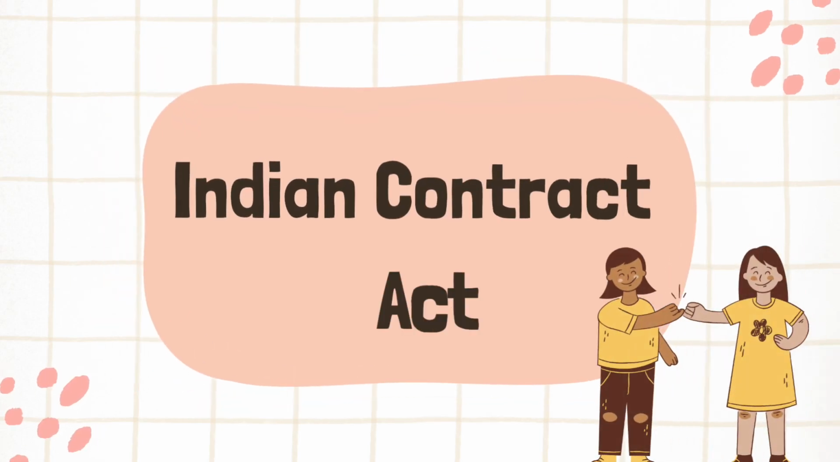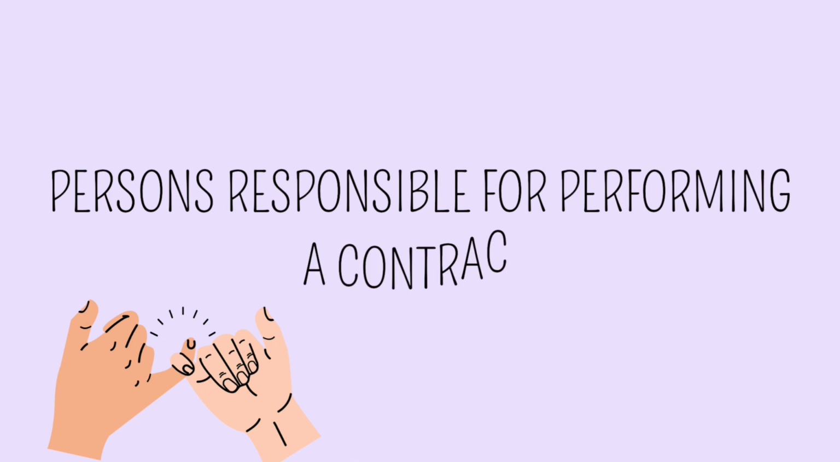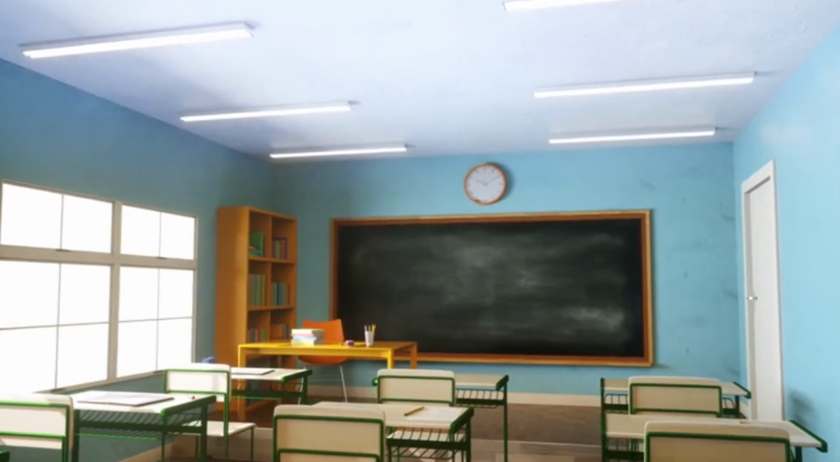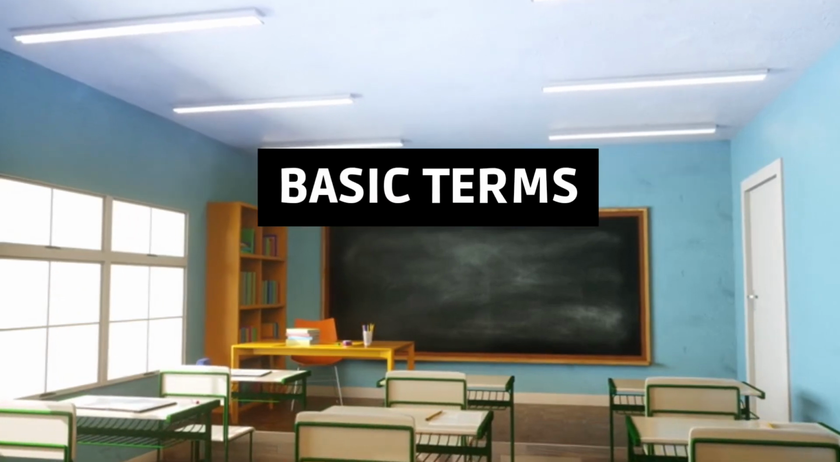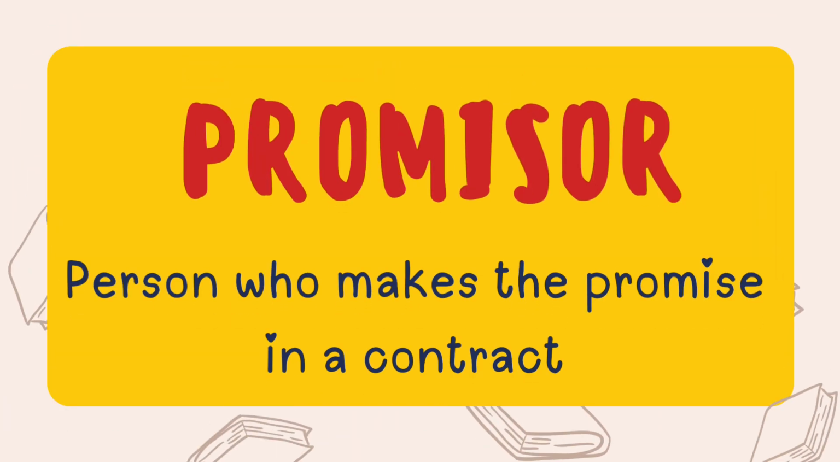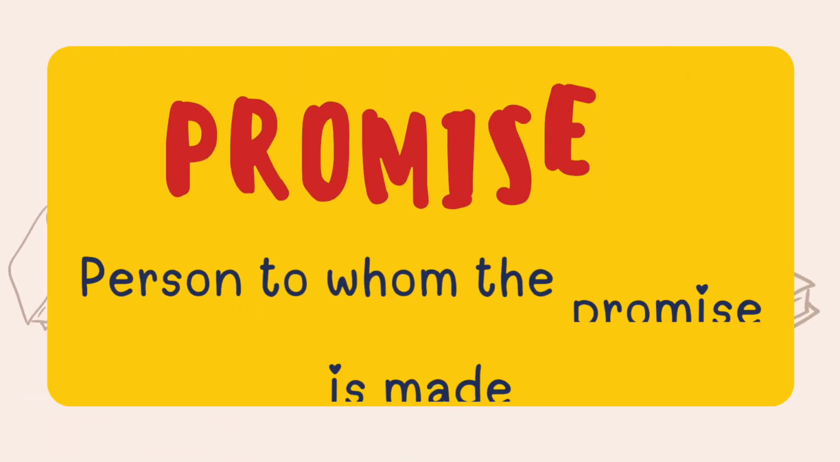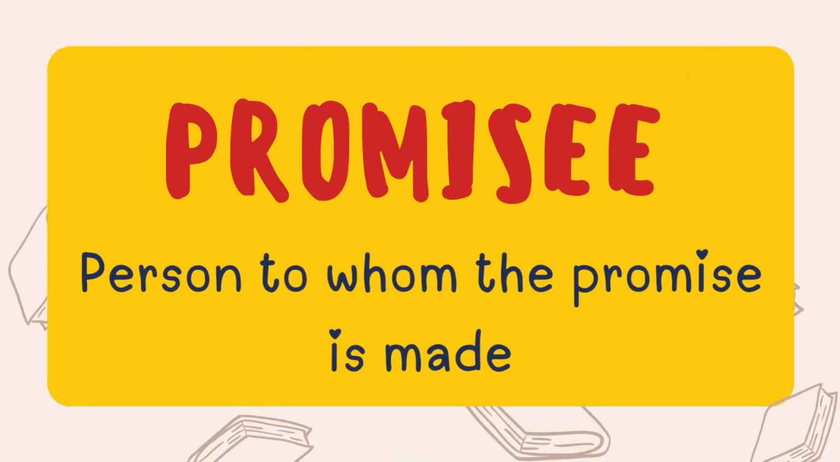Let's explore the sections of the Indian Contract Act that deal with the persons responsible for performing a contract. Before we delve into the provisions, let's understand some basic terms. Promisor. The promisor is the person who makes a promise in a contract. Promisee. The promisee is the person to whom the promise is made.